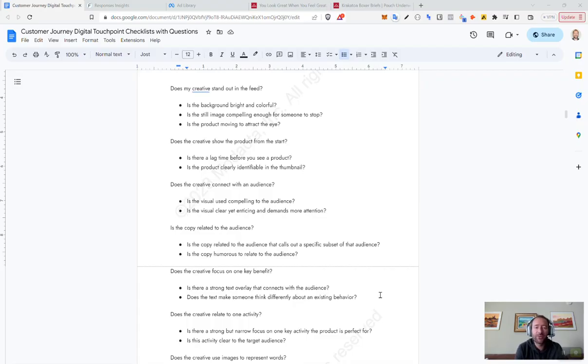Does the creative focus on one key benefit? Is there a strong text overlay that connects with the audience? Does the text make someone think differently about existing behavior? Super important here. I've looked at a ton of ads and they all tend to focus on multiple benefits. Multiple benefits equals I don't know what's working. This is confusion. Sometimes people are calling these hooks and they're going through the hooks.